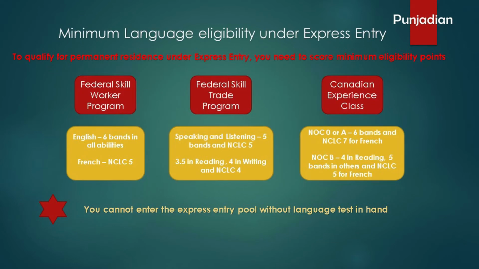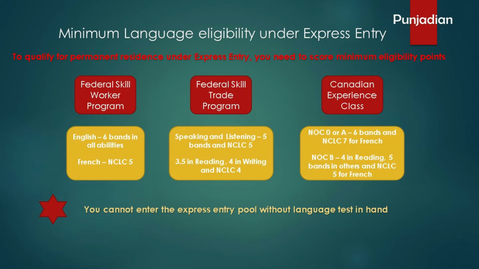Let us now find out the minimum language eligibility under Express Entry. To qualify for permanent residency under Express Entry, you need to score minimum eligibility points. For the Federal Skilled Worker Program, you need to score minimum 6 bands in all the abilities in English. For French, you need NCLC 5. Under the Federal Skilled Trade Program, you need to score 5 bands in speaking and listening and NCLC 5 for French.